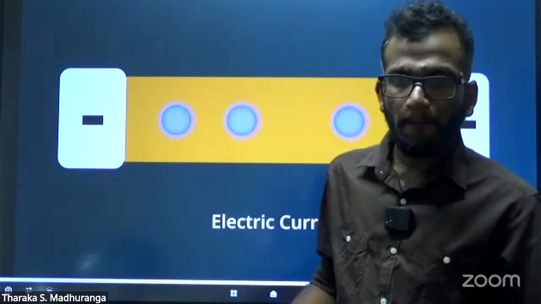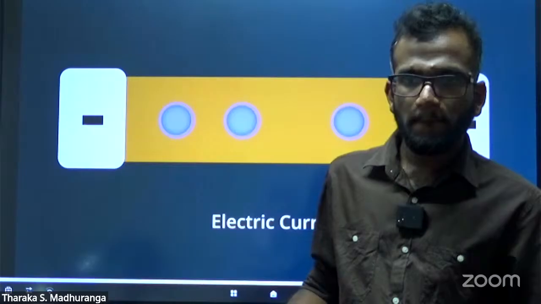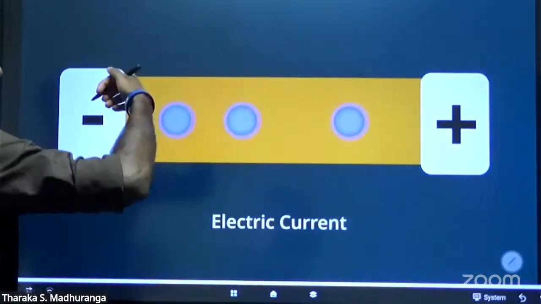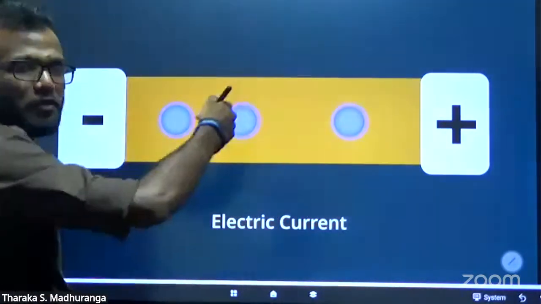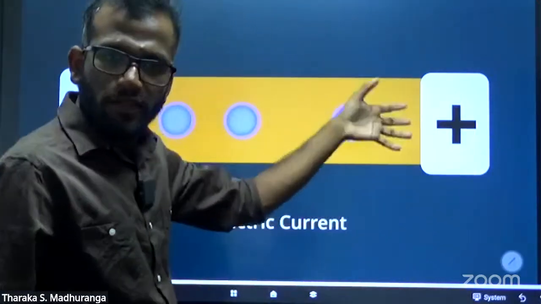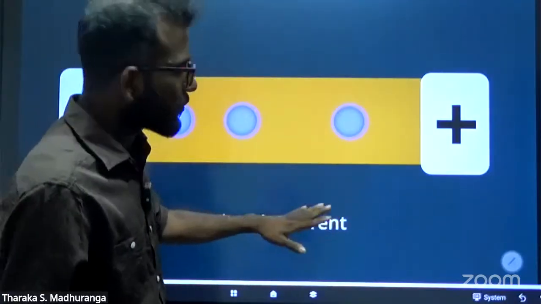Don't know? Positive to negative. Okay, electrons move from negative to positive. The electric current is formed in the opposite direction to the electron moving direction.